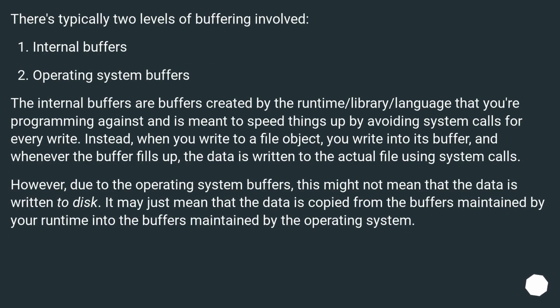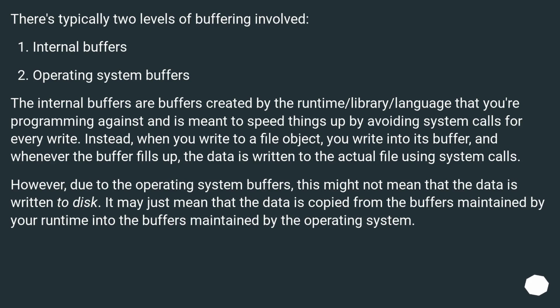There's typically two levels of buffering involved: internal buffers and operating system buffers. The internal buffers are buffers created by the runtime, library, or language that you're programming against, and are meant to speed things up by avoiding system calls for every write. Instead, when you write to a file object, you write into its buffer, and whenever the buffer fills up, the data is written to the actual file using system calls.